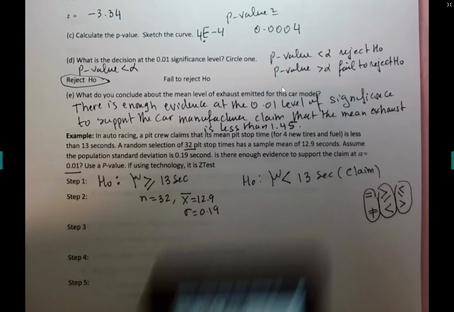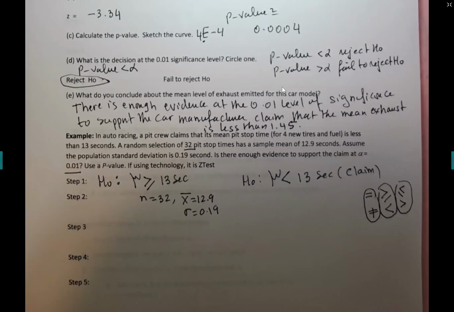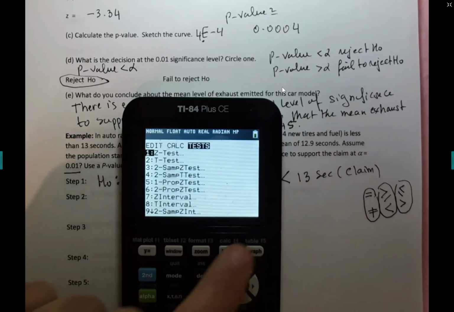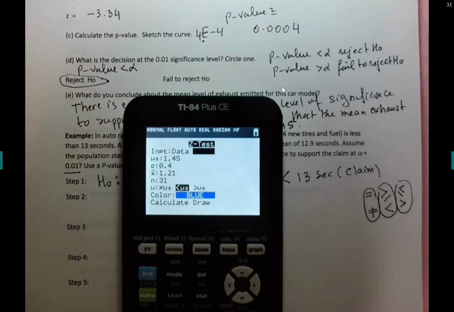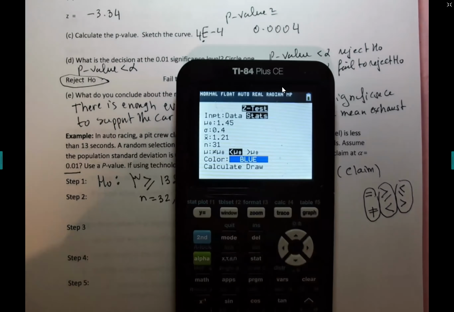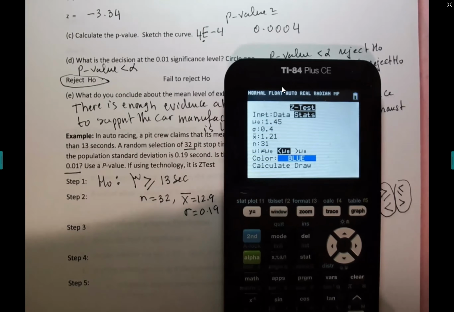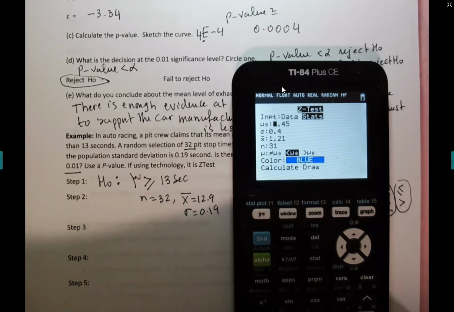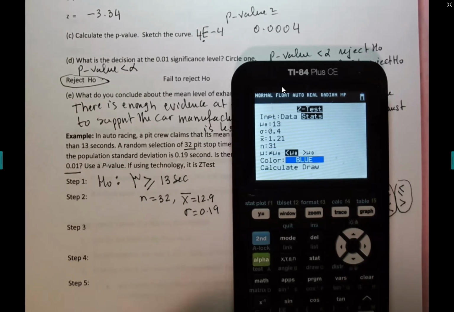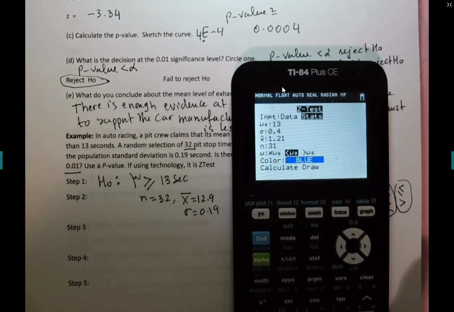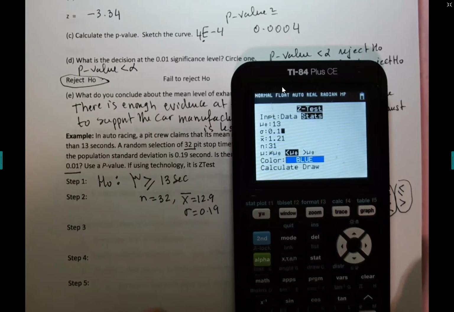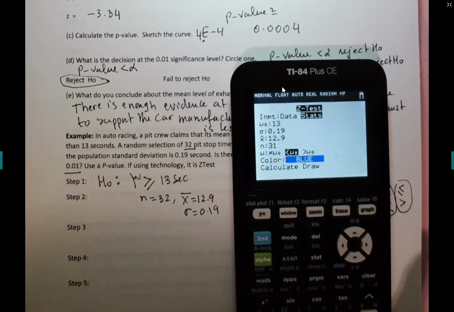Z-test, and you ask me why Z-test? Because he gives me sigma, population standard deviation. So enter. Okay. Help me out, guys. What should go here? What number? 13. Sigma. What is sigma? 0.19. X bar 12.9. N is 32.